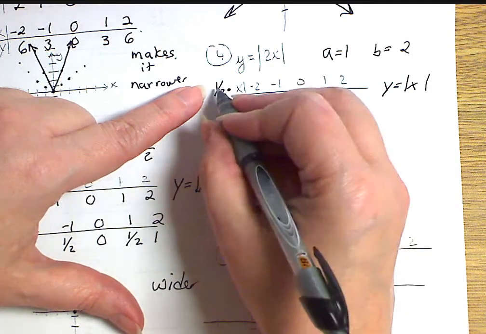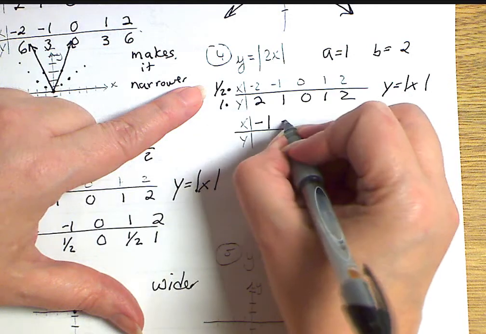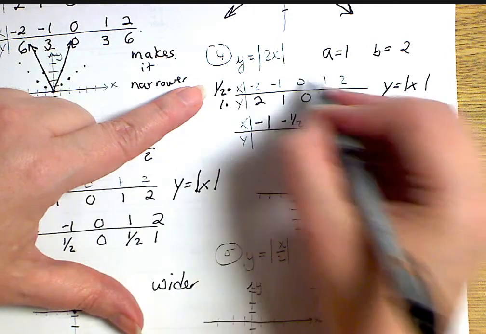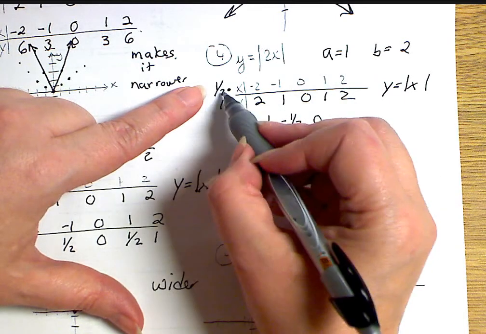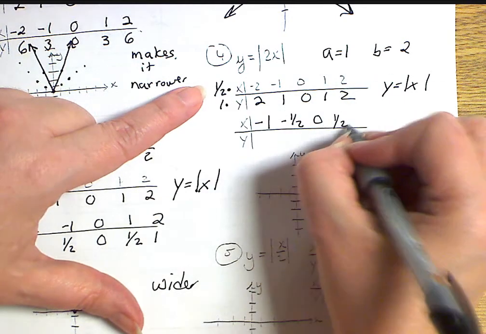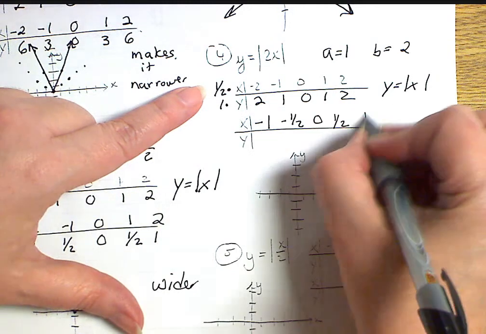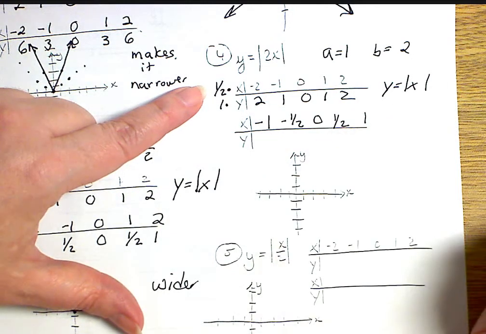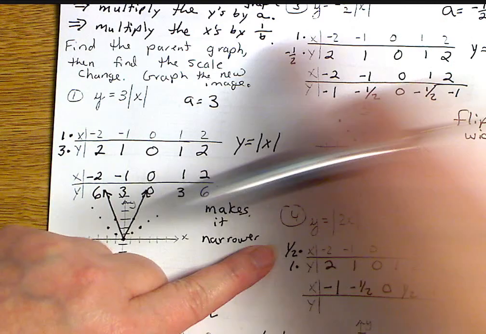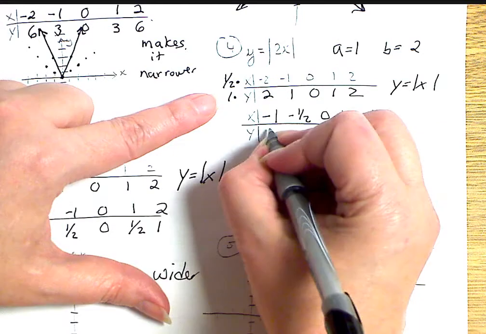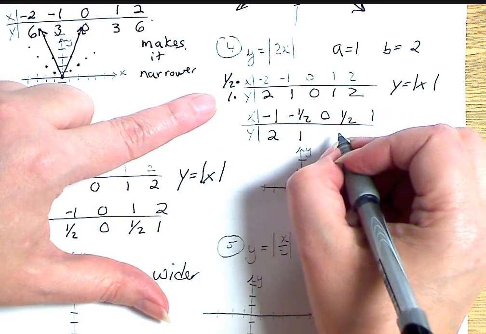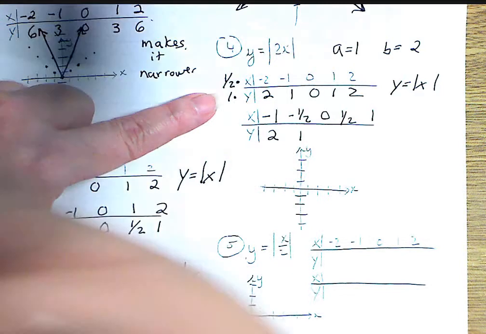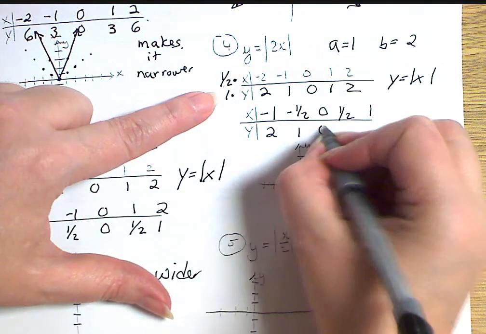1/2 times -1 is -1/2. -1/2 times 0 is 0. 1/2 times 1 is 1/2. 1/2 times 2 is 1. No, it's just 1 over. Bottom 2, 1, excuse me, 2, 1, 0, 1, 2.